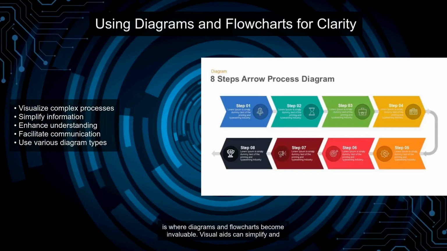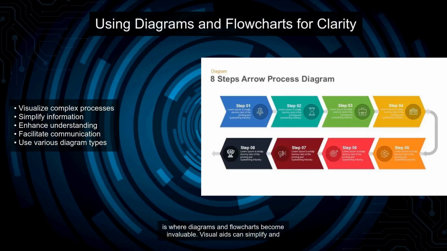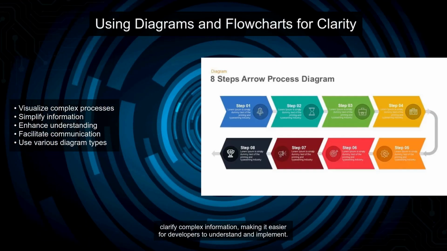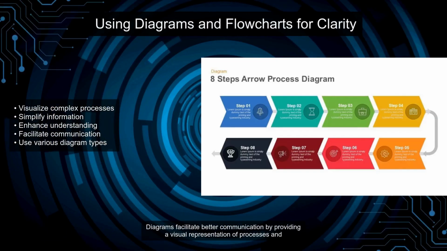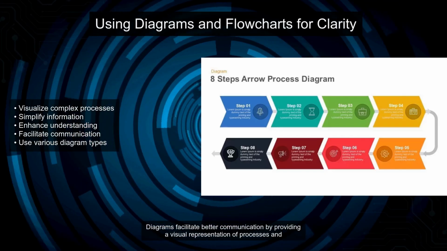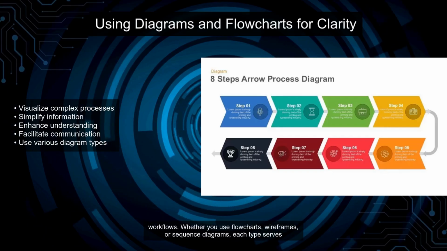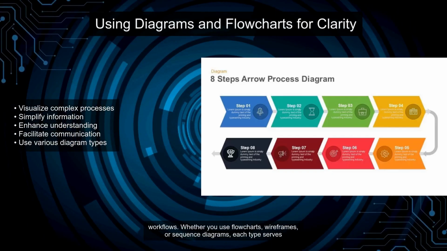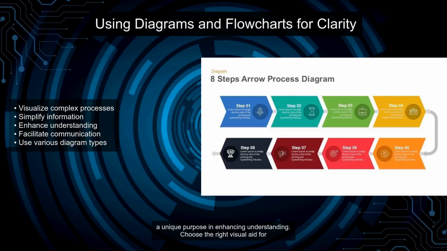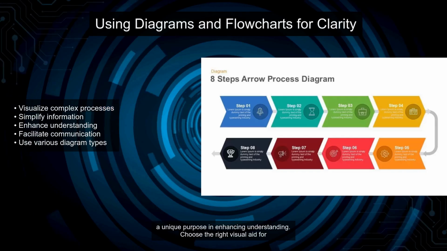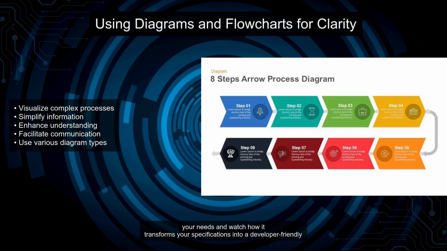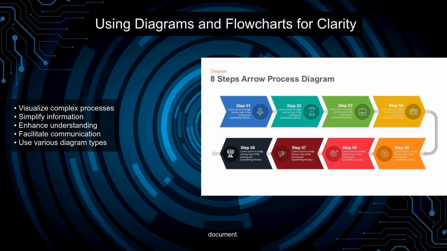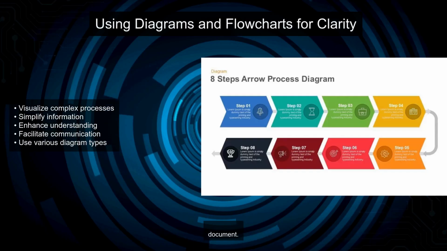Complex processes can often be hard to convey through text alone. This is where diagrams and flowcharts become invaluable. Visual aids can simplify and clarify complex information, making it easier for developers to understand and implement. Diagrams facilitate better communication by providing a visual representation of processes and workflows. Whether you use flowcharts, wireframes, or sequence diagrams, each type serves a unique purpose in enhancing understanding. Choose the right visual aid for your needs and watch how it transforms your specifications into a developer-friendly document.